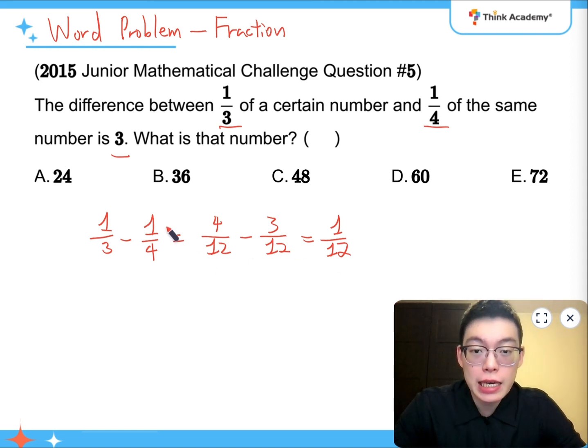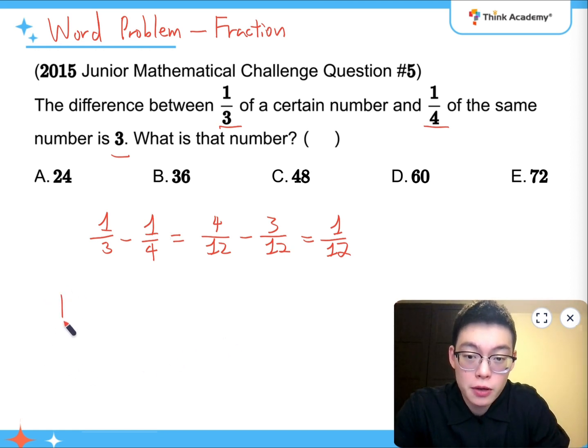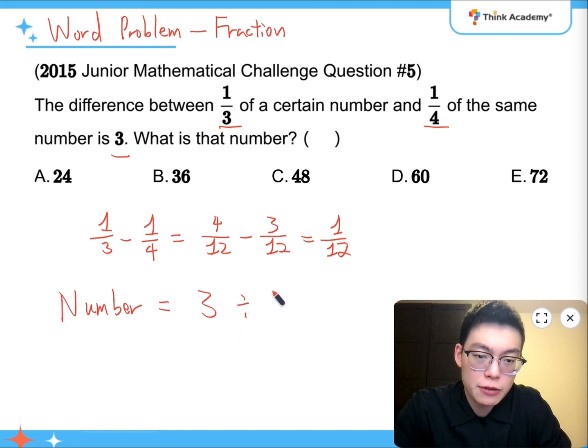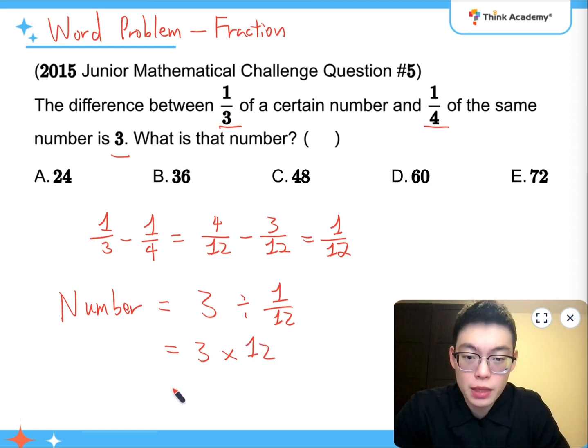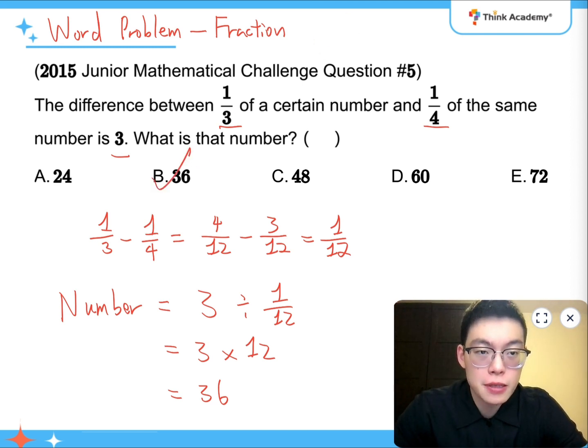Which means that if the difference is 3, 3 is a 12th of that number. So what is the number? Well, if I know the part and the fraction, I just divide the part by the fraction to find the whole. So we can divide 3 by a 12th, and that's going to be equal to 3 multiplying the reciprocal of it, which is 12, and that's 36. All right, so the answer is B for this question. Just like that.